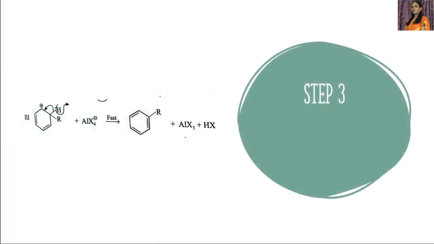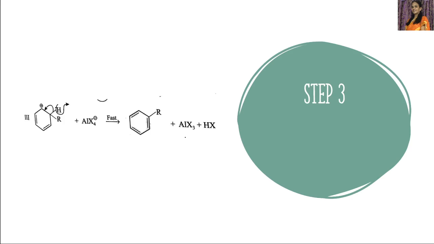In the next step, it loses a proton to the other part of the reagent. It loses this proton from the sp3 carbon to this reagent to form alkyl benzene, that is alkyl substituted benzene, and HX is produced. And this AlX3, which we have taken as a catalyst, is regenerated. So this is the Friedel-Crafts alkylation reaction.